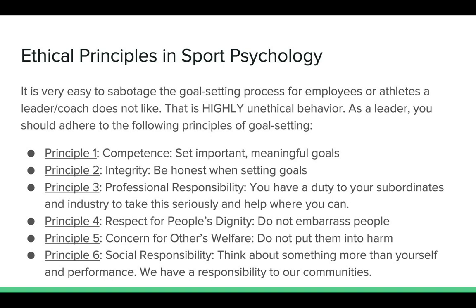Respect people's dignity. Do not embarrass them. I've seen this too many times in the world of athletics when a coach, unfortunately, is sort of grinding an axe against an athlete, and so they do things to embarrass them. And they call them out and they set goals full well knowing that they cannot achieve or reach them, and then dress them down in front of the team, for example, for not meeting their goals. That is not respecting someone. It's not respecting their personal dignity, and it's a form of embarrassment.